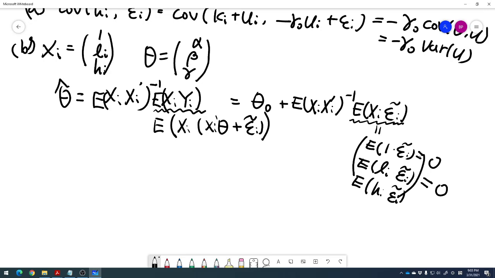because the labor is uncorrelated with epsilon by the assumption, and the u, the measurement error, is also uncorrelated with any variable in the model. But this guy has a problem. As you can see, the last guy has a problem: variance of u. So this is not 0. The last one is the source of the misspecification bias.